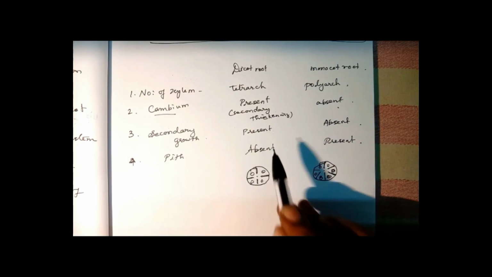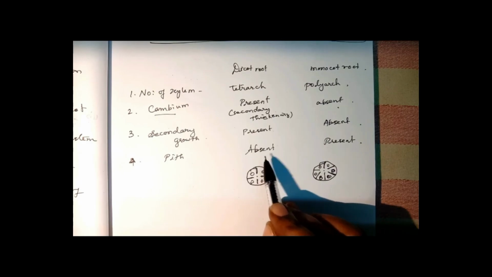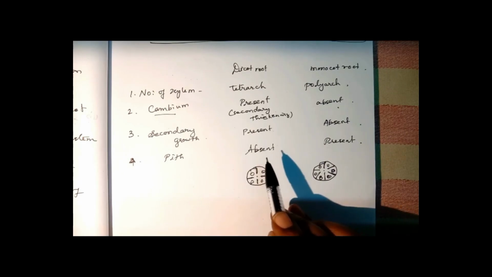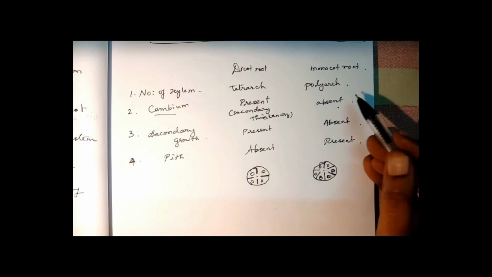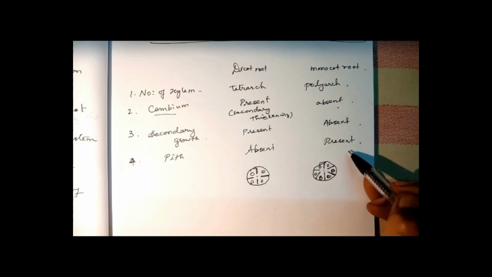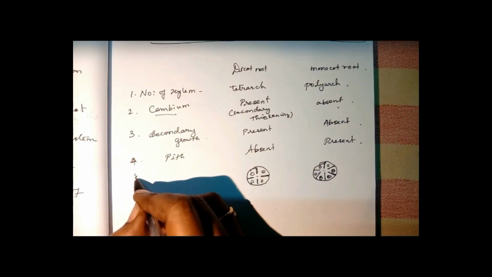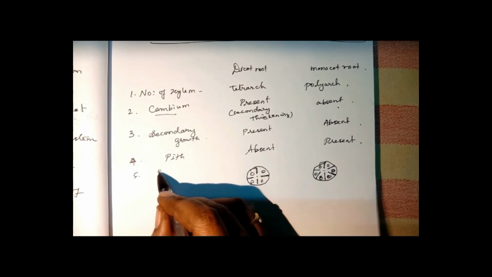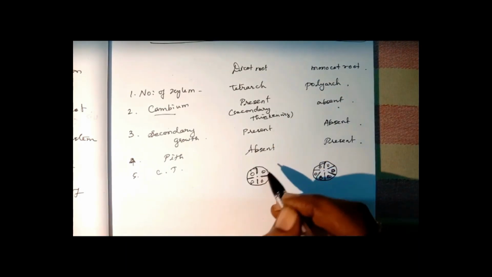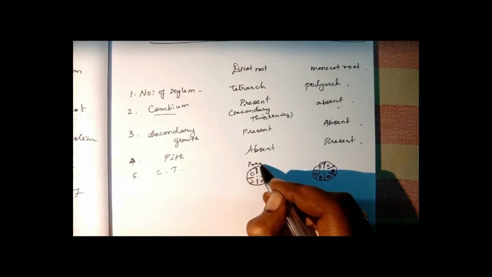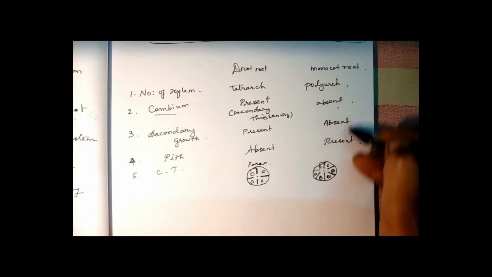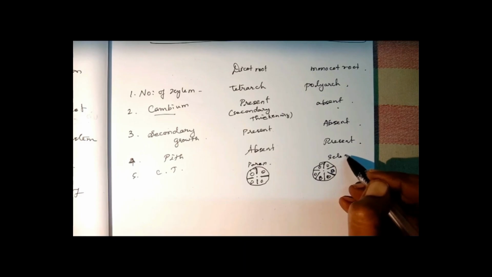Pith is also absent in the case of dicot. It is present only in the young roots and absent when they mature. Whereas pith will be present in the monocot root. And one more difference you can add, that is conjunctive tissue of dicot root will be made up of parenchymatous cells, whereas monocot root is made up of sclerenchymatous cells.